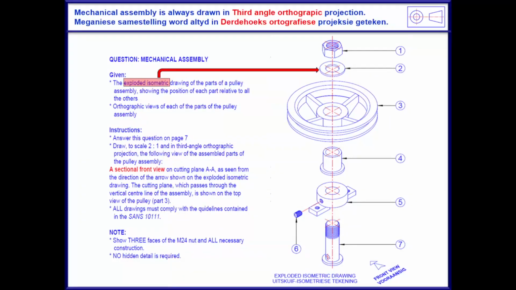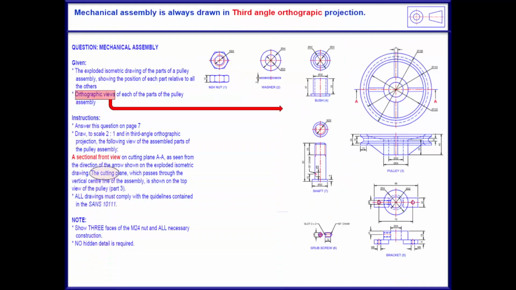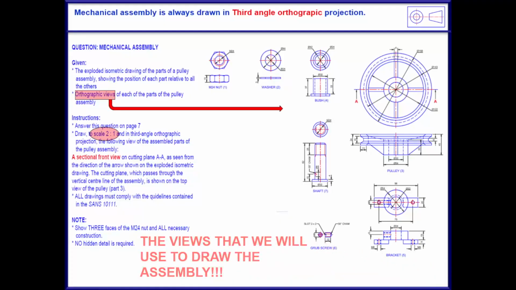Given the exploded isometric drawing of parts of the pulley assembly showing the position of each part relative to all the others. Also given are our orthographic views of each of the parts of the pulley assembly, and take note that we will be using a scale of 2:1 to complete this assembly. These orthographic views are the views that we will use to draw the assembly.